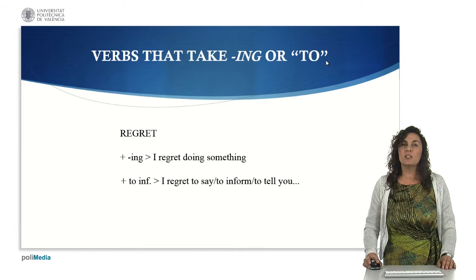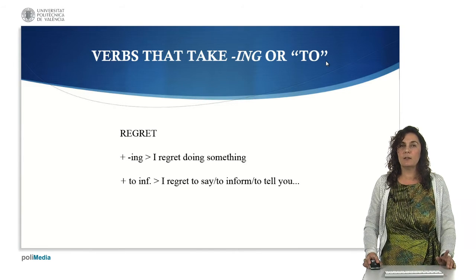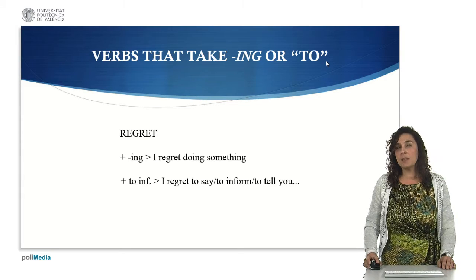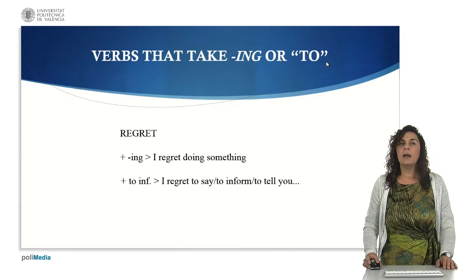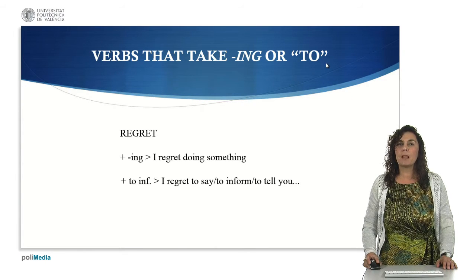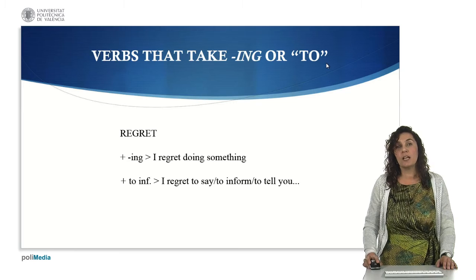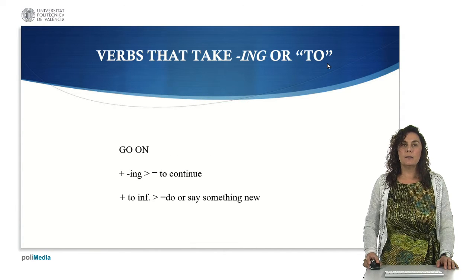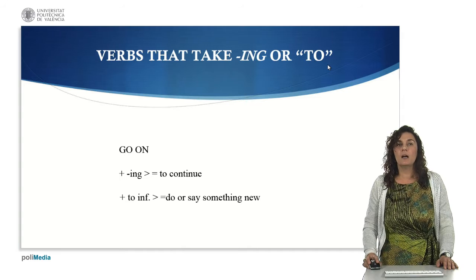Regret. When it's used with the ing form, you can say, for example, I regret doing something. I'm sorry. And when it's followed by an infinitive, I regret to tell you, to inform you, I'm sorry, but this happened, right? With the verb go on, plus ing form is to continue, or when it's followed by to plus infinitive is to do or say something new.